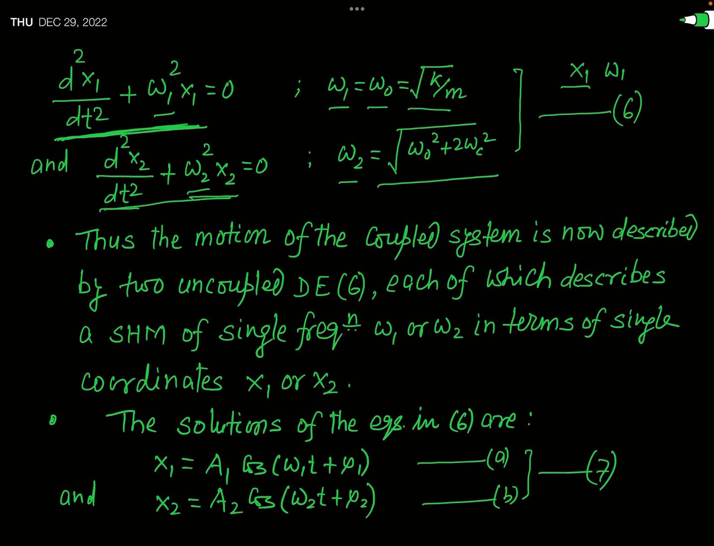So you can say that the motion of the coupled system is now described by two uncoupled differential equations, which I have defined in equation 6, and each of which describes the simple harmonic motion of a single frequency, either omega 1 or omega 2, in terms of the single coordinates X1 or X2.